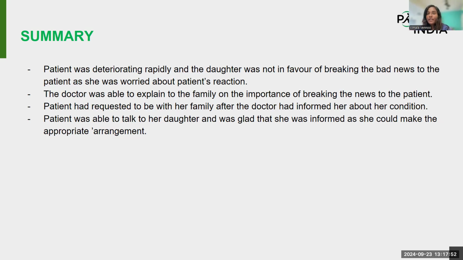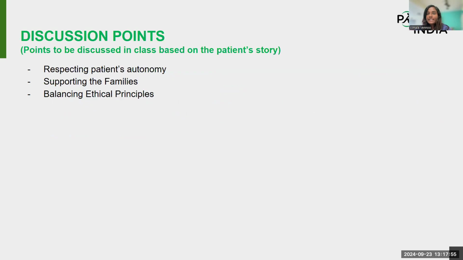So next please. The discussion point here is respecting the patient's autonomy, because the patient should actually know their condition and should be given the chance to decide on things. But like what Nincy said, I understand there are some patients who say, don't tell me anything, I just don't want to know anything. And we have had patients like that as well. So in that case, we have to respect the patient's decision, and just keep them comfortable.